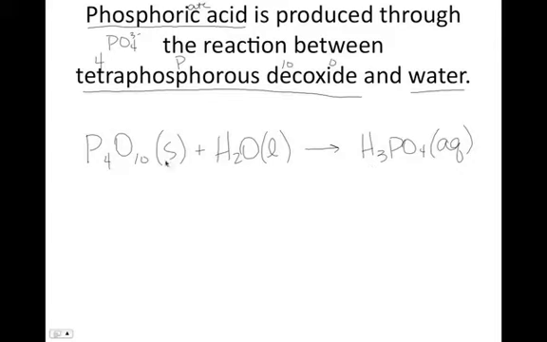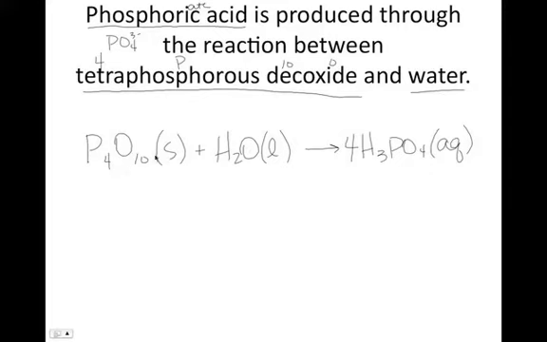Let's see here. We need 4 phosphoruses. We only have 1, so I'm going to put a 4 right there. That gives me, I'll move on to my oxygens next. So I have 10, 11 oxygens over here. I have 4 times 4 is 16 oxygens. Well, I don't want to do anything with this because I've already balanced out my phosphoruses.